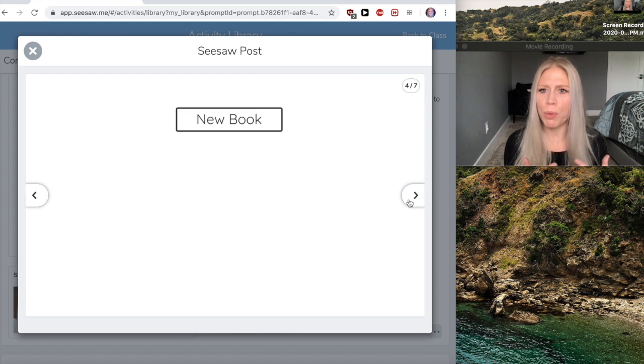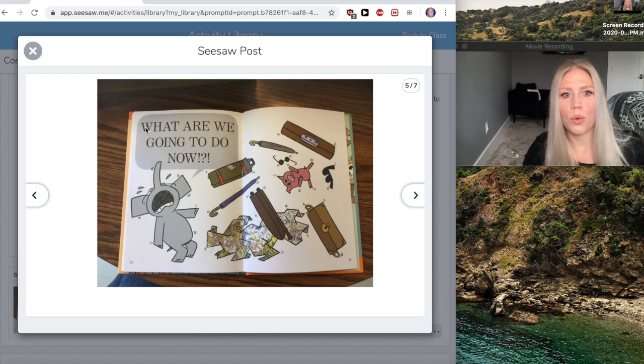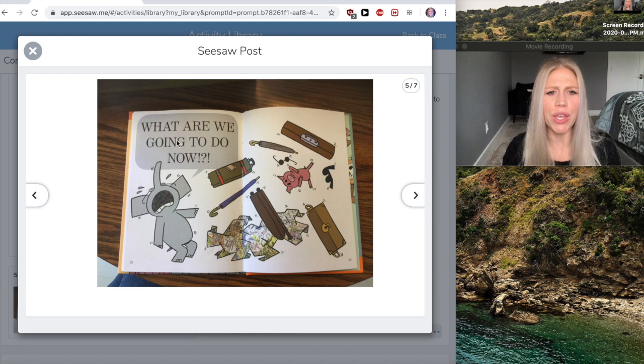Right, so it says new book, but I still have my same characters. So remembering all of the things from my chart. All right. What are we going to do now? I can do that better.